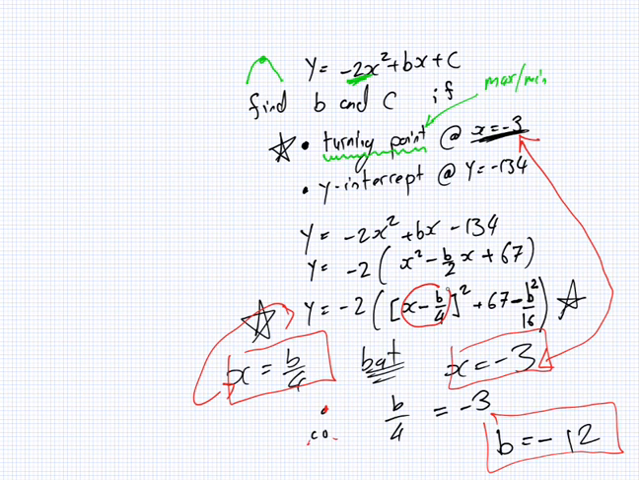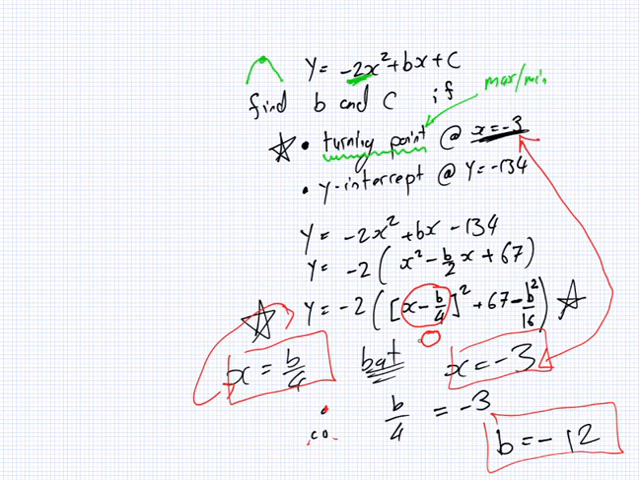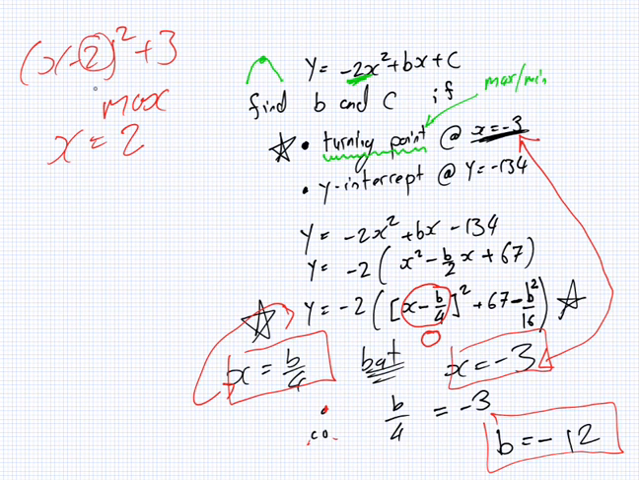Here, you want to make this piece 0, like in the last example. Like if I said x minus 2 squared plus 3, what does x equal for the maximum? What does it equal? 2. It equals this number. Yeah, so it's the same idea here. It's just b over 4.